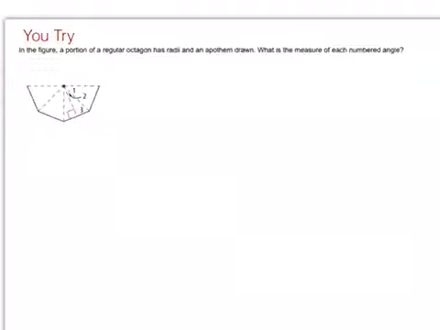Okay, so here is one for you to try. It's very similar to the last one. However, we do need to read these problems to pay attention to the words. This time it's saying a regular octagon. So we have to remember that an octagon is a figure that has 8 sides.